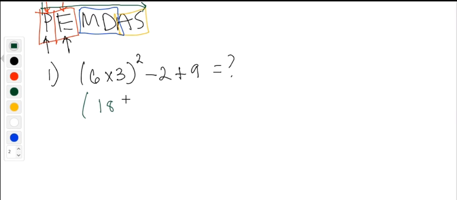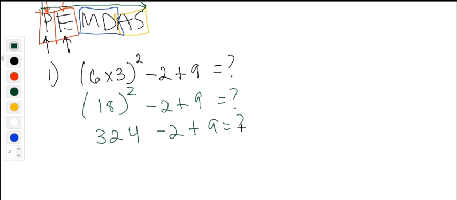So 18 squared. Now, I don't know if you guys know your squares or if you've gotten that high, but 18 squared. So I'm actually going to bring everything down here. 18 squared minus 2 plus 9. So that equals 324 minus 2 plus 9 equals what?